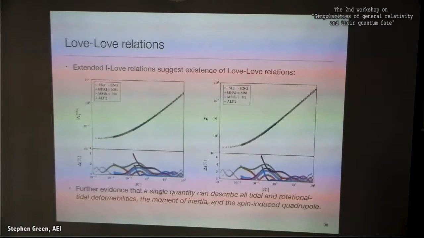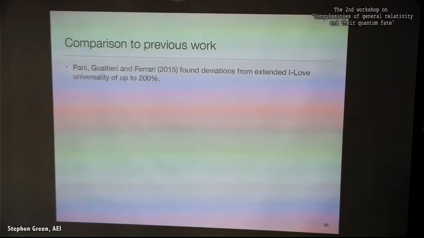Now, I think just take this as further evidence that a single quantity seems to describe all the tidal and rotational tidal deformabilities, the moment of inertia, and the spin-induced quadrupole, as long as you're restricted to neutron stars. I don't know why it's different when you go over to quark stars, but at least for this class of equations of state, that's all you need to measure. It's really just one more quantity in addition to the spin and the mass that you can try to measure for the neutron star.